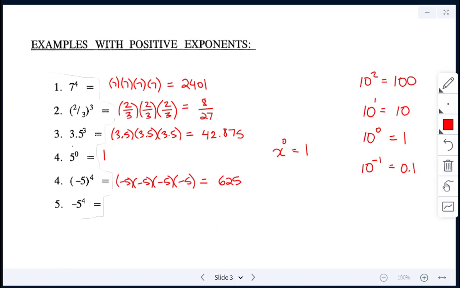All right, so example number 5 is very similar to example number 4. Example number 4 had brackets. Example number 5, there are no brackets. So when we're doing an example like this, the negative stays on the outside. Think of it as a negative 1. And then we have 5 times 5 times 5 times 5, and we will end up with a negative 625. So brackets make a real difference here when working with exponents.